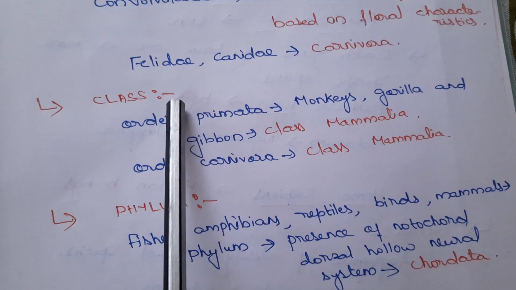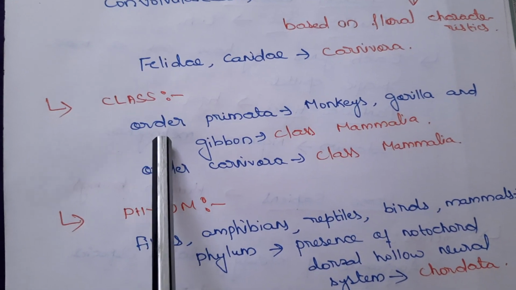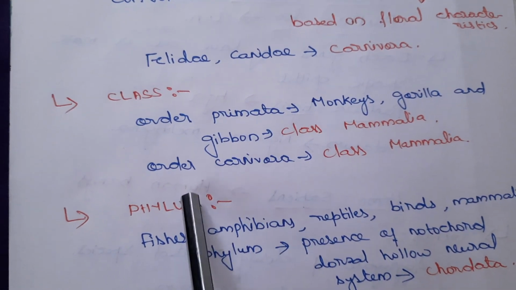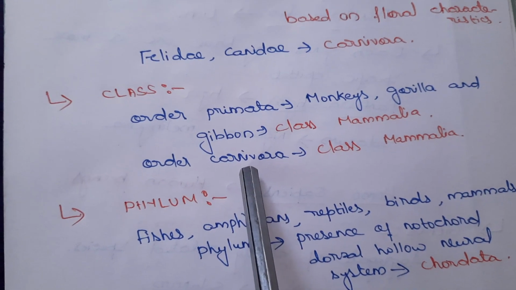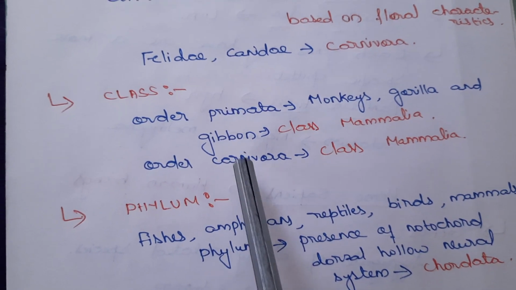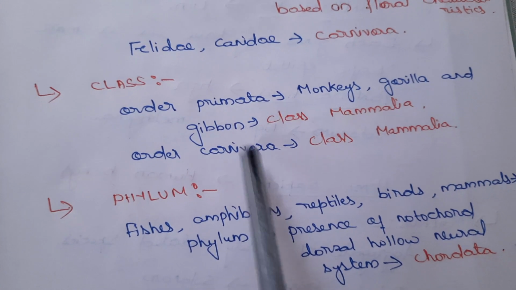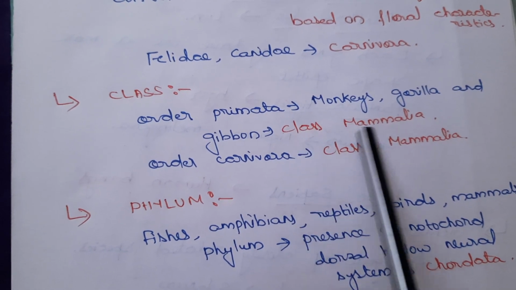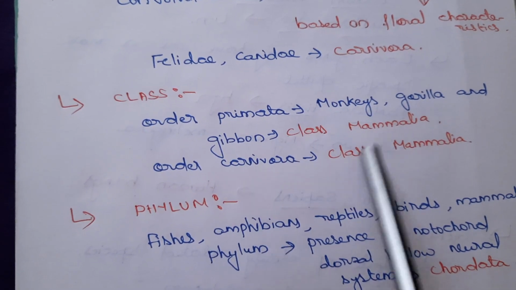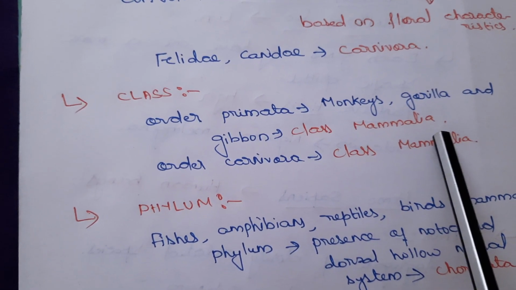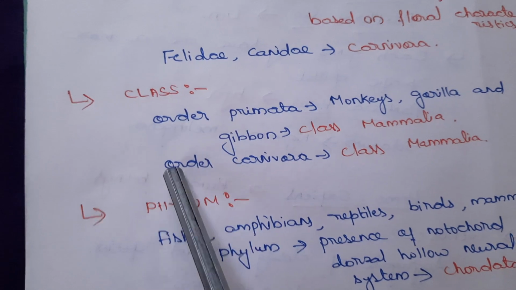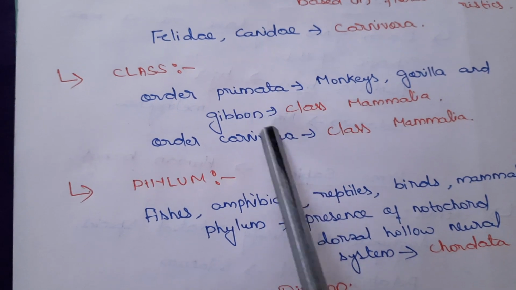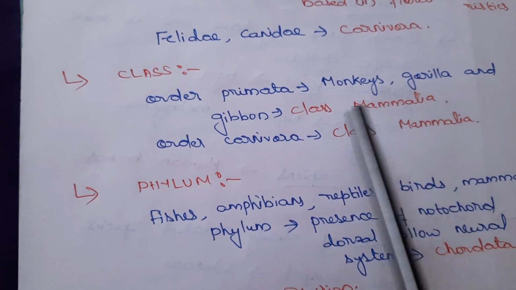Next we have class. Under class we have order Primata. This includes monkeys, gorillas and gibbons. Then order Carnivora includes Felidae, Canidae, the cats, then the lion, tiger. Now these two orders come under a single class known as Mammalia. That means all these organisms are mammals. So different orders come under a single class. Here order Primata and order Carnivora come under a single class known as Mammalia. That means they are all mammals.